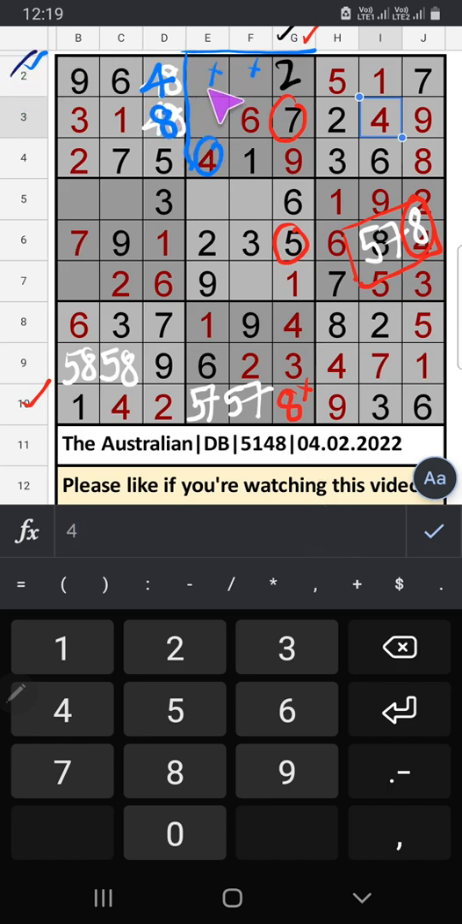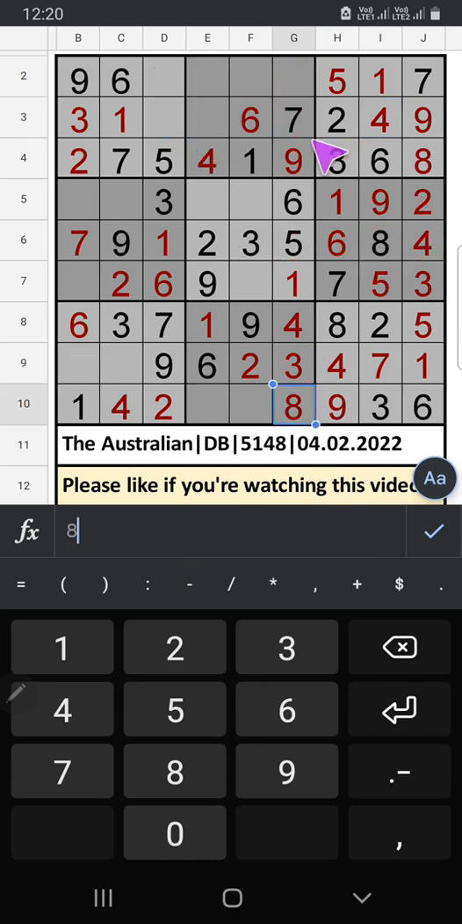2nd row, only 2 numbers are remaining, 3 and 8. Column F, we have 3. So 3 can't come in the cell. 3 is confirmed here. Then 8 is here. Third row, only 1 number is remaining, 5. 5 is confirmed here.